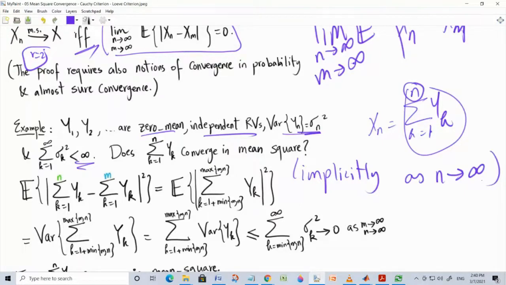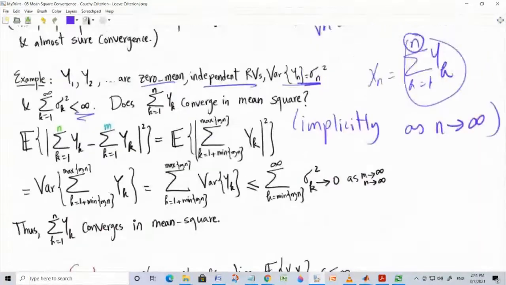So that's basically the power of the Cauchy criterion. You can study this and give a definitive answer: yes, I have convergence in mean square, without bothering about what the limit is. In this problem, the original definition of convergence is as useless as it can get. But the Cauchy criterion here is your friend.